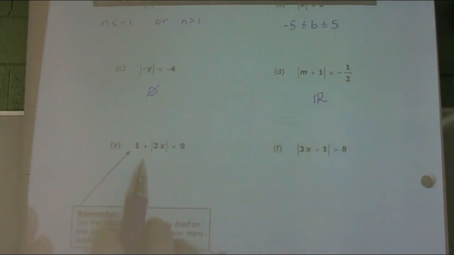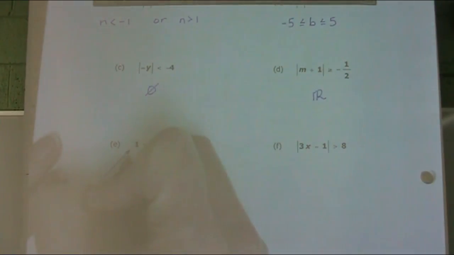Now, here's something different. What's different is I have something outside of the absolute value bars. What I need to do is, before I decide if I have a conjunction, disjunction, no solution, or all real numbers, I have to have absolute value by itself. So the first thing I'm going to do is subtract 1 on both sides. And I get absolute value of 2x is less than 8.